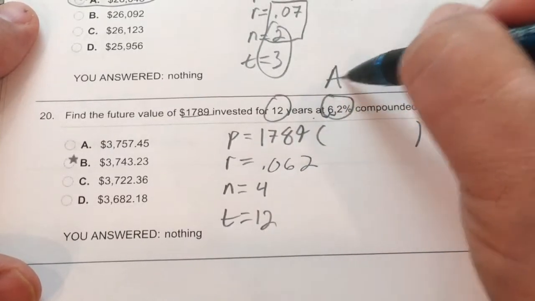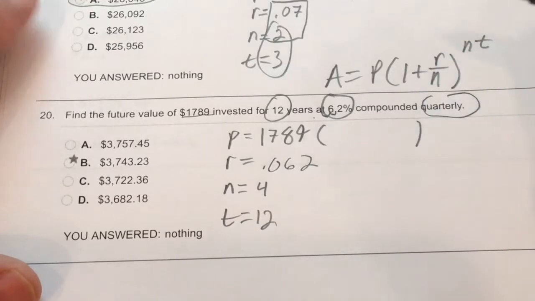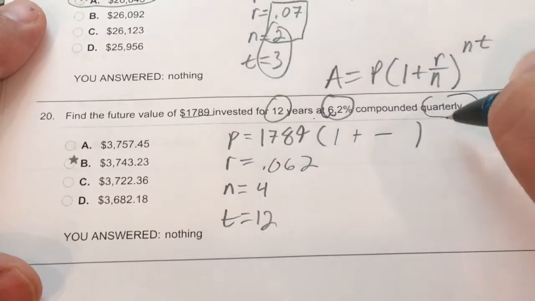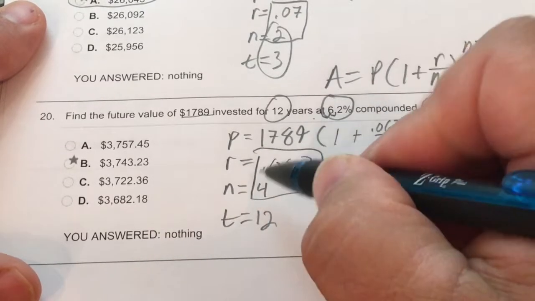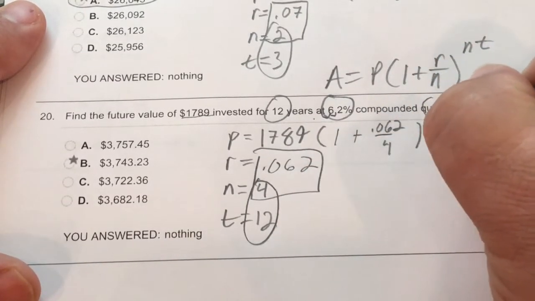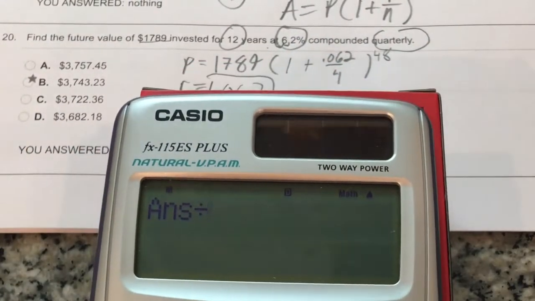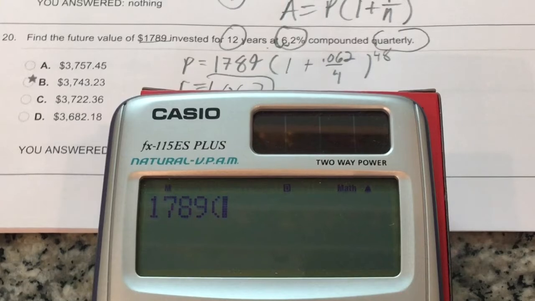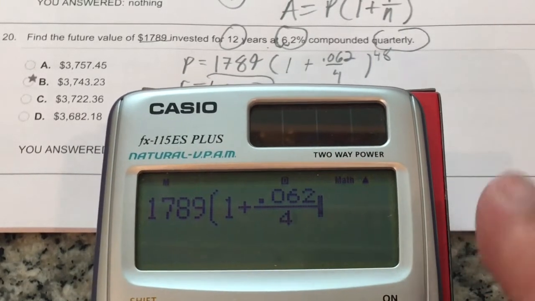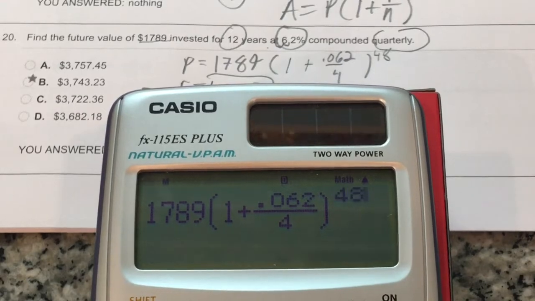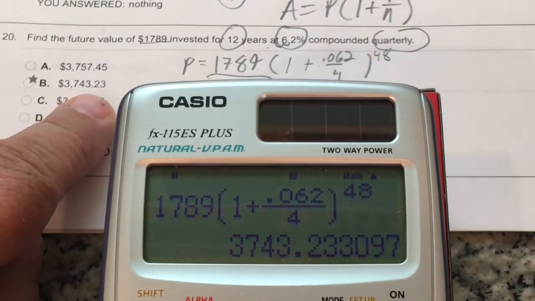Same formula, the future amount equals the principal times 1 plus the rate divided by the number of compoundings, to the number of compoundings times the number of years. 1 plus a fraction bar to an exponent. The fraction bar is going to be 0.062 over 4, raised to 4 times 12. I believe that is 48. Calculator can. 1789, open parentheses, 1 plus fraction bar, 0.062 over 4, n equals 4, raised to the 48th power. 3743.23, and it lines up perfectly with choice D.